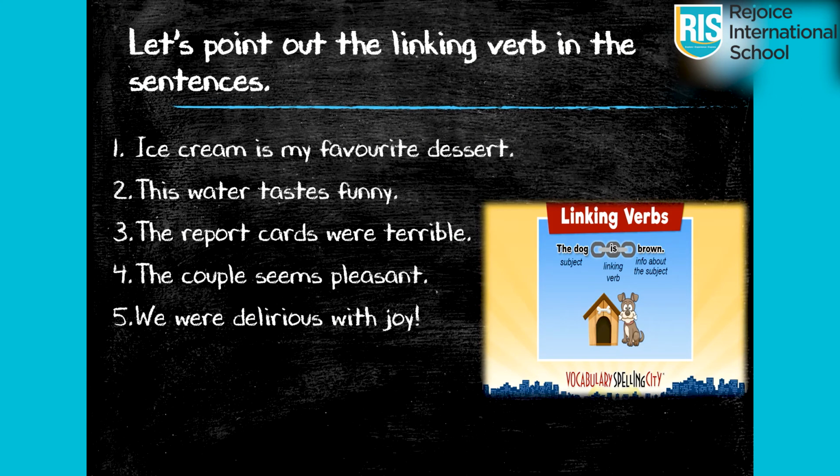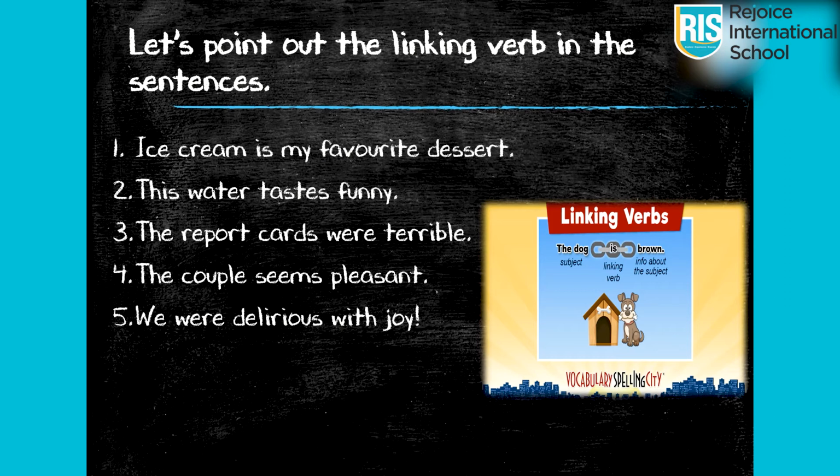So let's study in more detail how linking verbs function. Let's take the first example. Ice cream is my favorite dessert. Okay, what is the linking verb over here? Is, and it shows the condition, the mental state of a person, that ice cream is my favorite dessert.